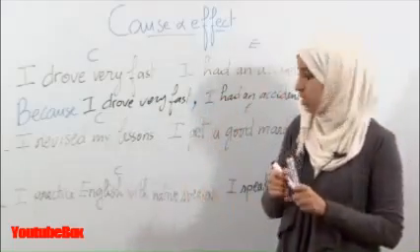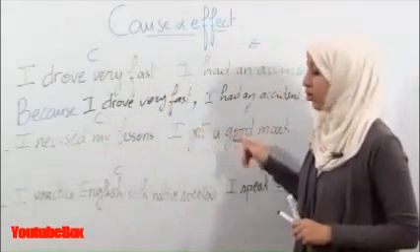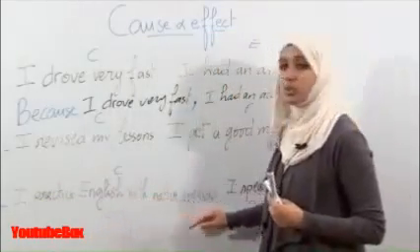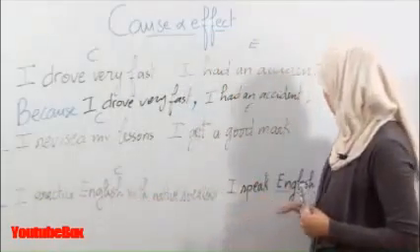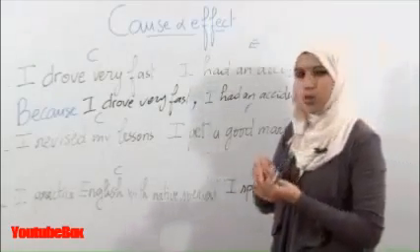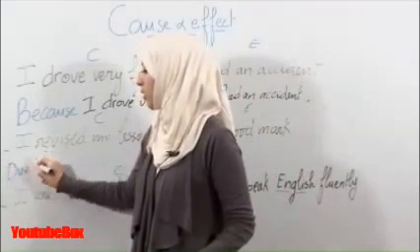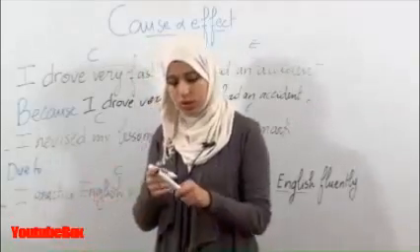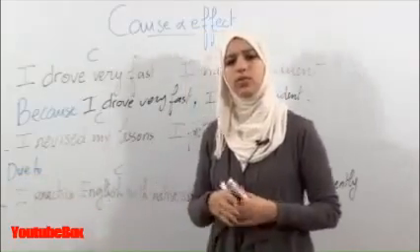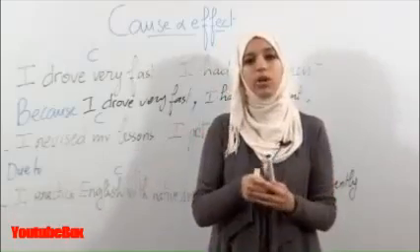Let's try it with the second sentence. Because I revised my lessons, comma, I get a good mark. Or because I practice English every day with native speakers, comma, I speak English fluently. All right? Now, let's try with another one. Another linking word like due to. We've already seen due to, thanks to. Okay? So, due to what? Due to what I speak a good English? Or due to what I get a good mark?